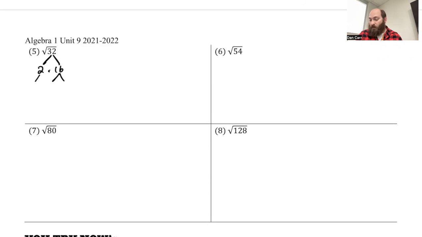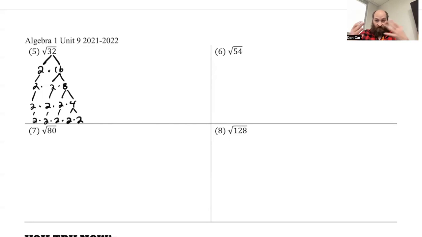16 is made up of, you could do 2 times 8. 8 is also something I can break down further, so I could do 2 times 4. And all those 2's carry forward. 4 breaks down to 2 times 2. So all of these carry, so I have 2 times 2 times 2 times 2 times 2.